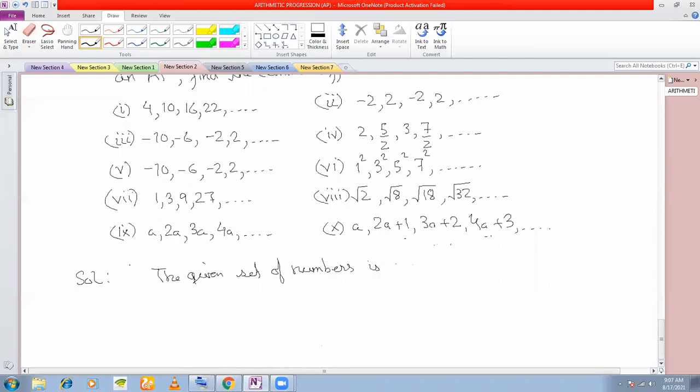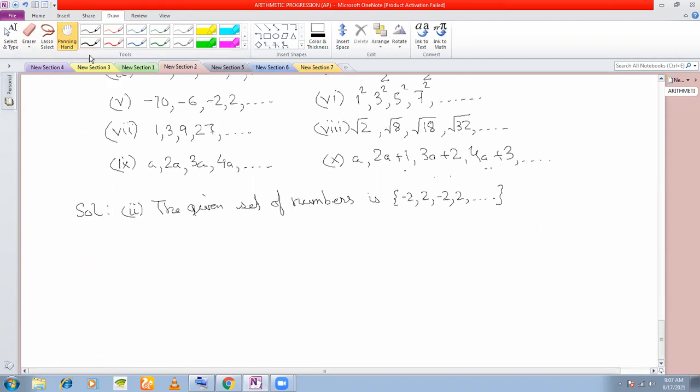So you have number 2. In part 2 of the question, you see that the given set of numbers here is -2, 2, -2, 2, and so on. Okay, you need to check whether this is an AP first.